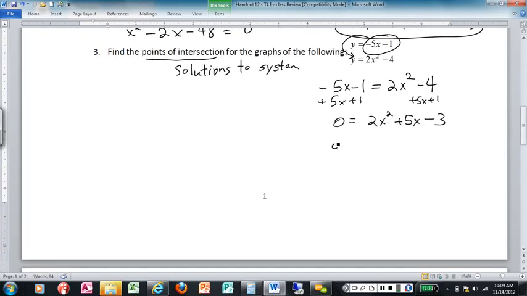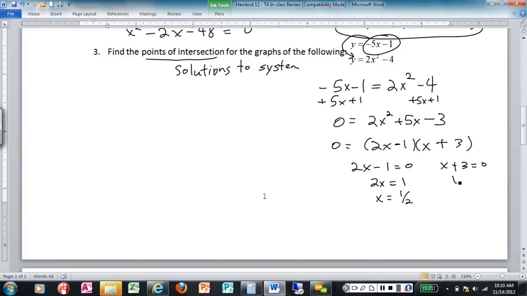Factor that one up. 2x, x. I believe it's 3 and 1 with the 3 there and the 1 there. And it's a negative 3, so I need this one negative and this one positive. Yeah, that gives me 6x minus 1x if I foil it, right, which is 5x. With me? So that would be 2x minus 1 equals 0, or x plus 3 equals 0. Here, if you add 1, 2x equals 1, divided by 2, you get x as a half.